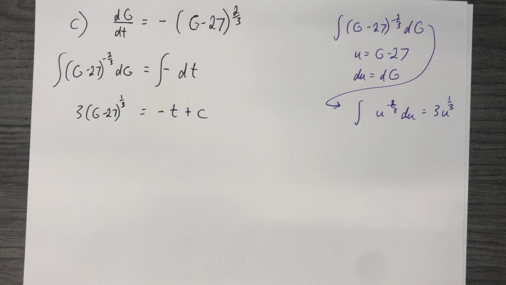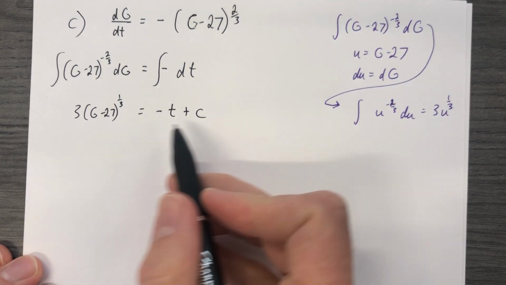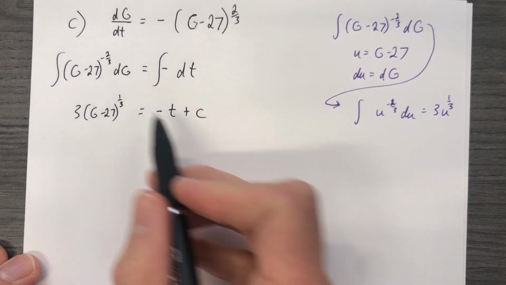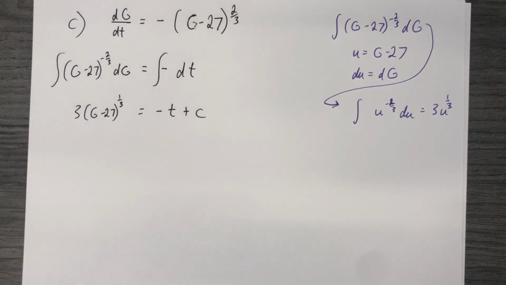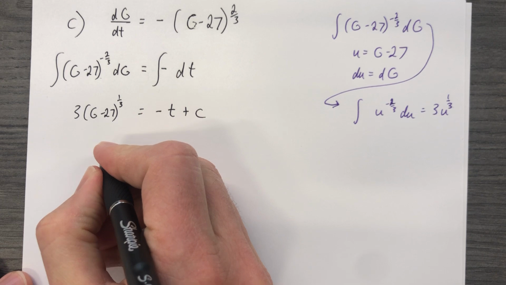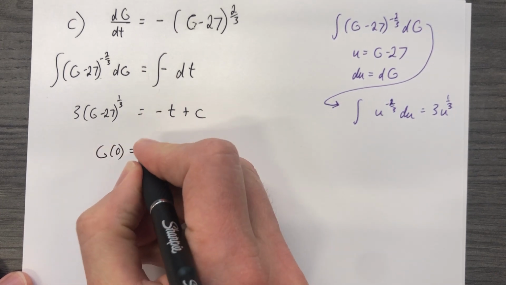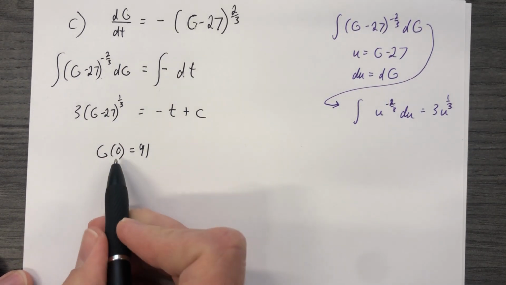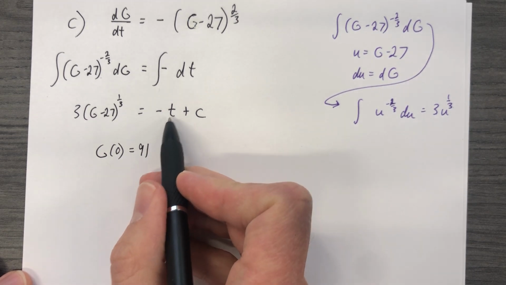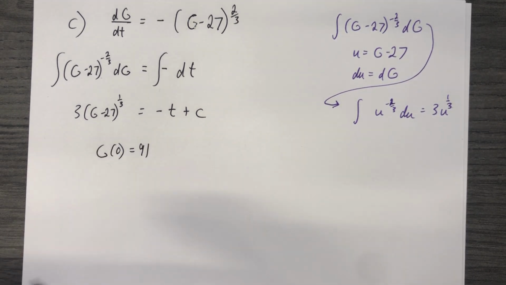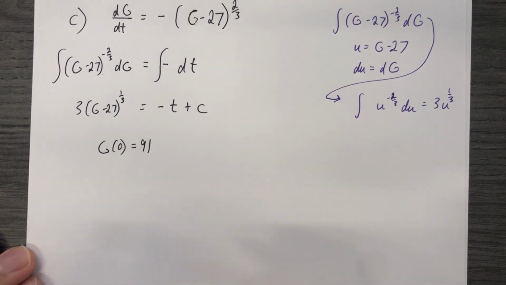Okay, at this point you might be tempted to solve for g. You wouldn't necessarily be wrong, but in my experience I have found it easiest to stop right here once you've integrated and use the initial condition to find c. Because if you don't, then when you divide by 3, you'll have to divide c by 3, and then you'll have to cube all that, and it's too much. I'm going to just go ahead and say everything I know. I know that g of 0 equals 91. So using t as 0 and g as 91, we'll proceed and we'll find the value of c.